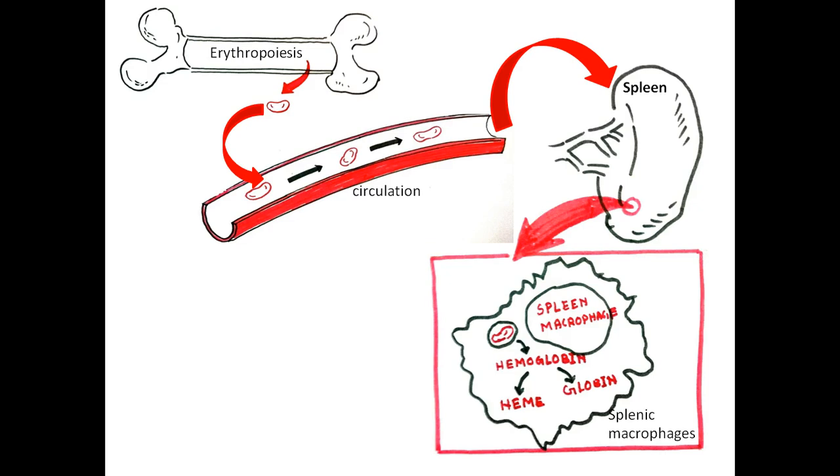Inside the RBC, we have hemoglobin. Hemoglobin is degraded into two parts. One is heme, another is globin. Heme is further broken down and ferrous, that means iron, is recycled and used further, and the cyclic compound of the heme is broken down and forms bilirubin, and globin is broken down and recycled.